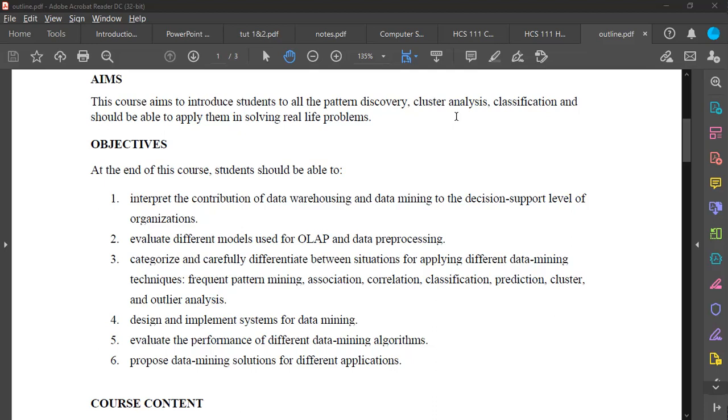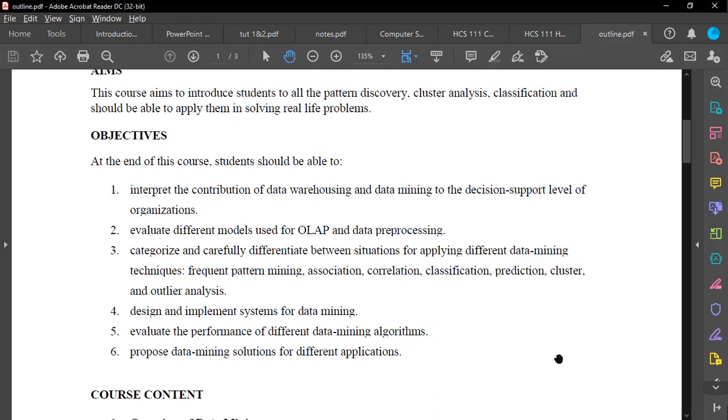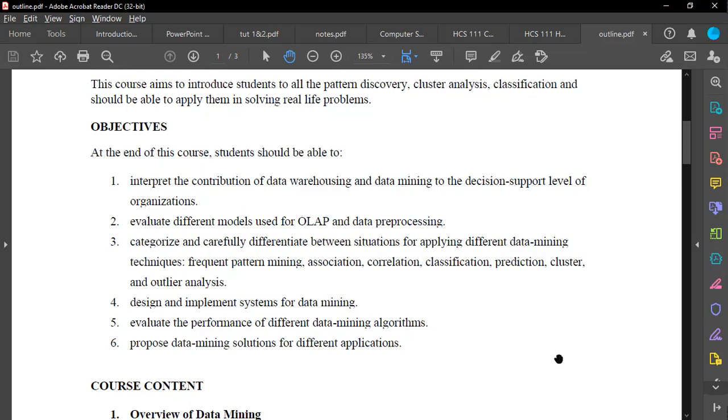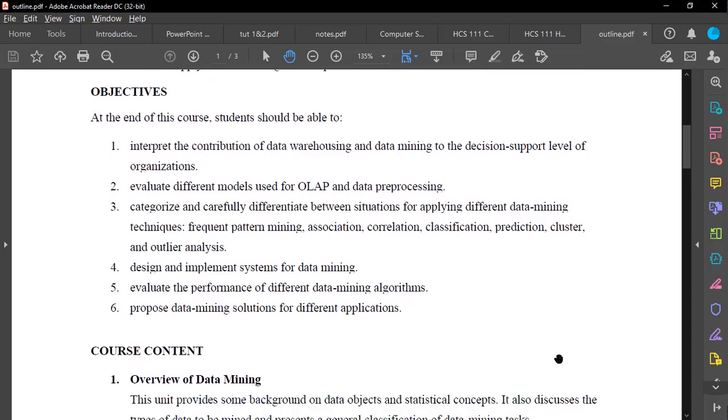So we need to evaluate different models used for OLAP and data pre-processing. We need to categorize and carefully distinguish between situations for applying data mining techniques: frequent pattern mining, association, correlation, classification, prediction, and cluster analysis. And we should be able to design and implement systems for data mining, evaluate the performance of different data mining algorithms, and process data mining solutions for different applications.